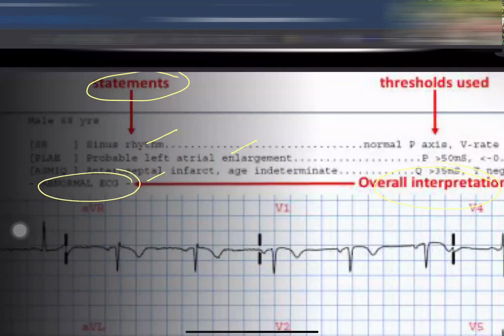Who is doing that interpretation? That interpretation, class, is done by the ECG machine. Eh sir, paano yan?